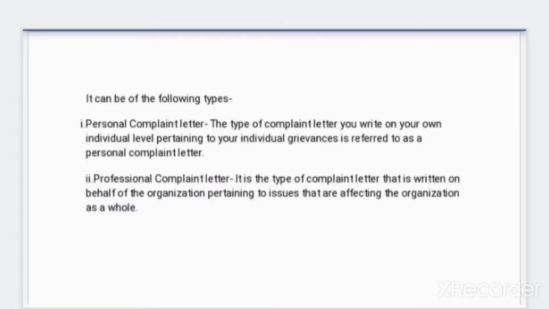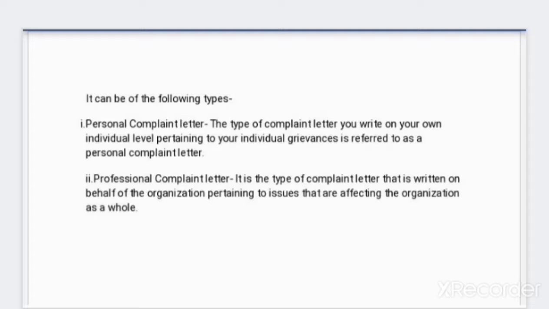Now situations. Let's discuss the situation. First let's discuss how many types of complaint letters there can be. It can be of the following types: personal complaint letter, professional complaint letter. A personal complaint letter is the type of complaint letter you write on your own individual level pertaining to your individual grievances. And a professional complaint letter is a type of complaint letter that is written on behalf of an organization pertaining to issues that are affecting the organization as a whole.